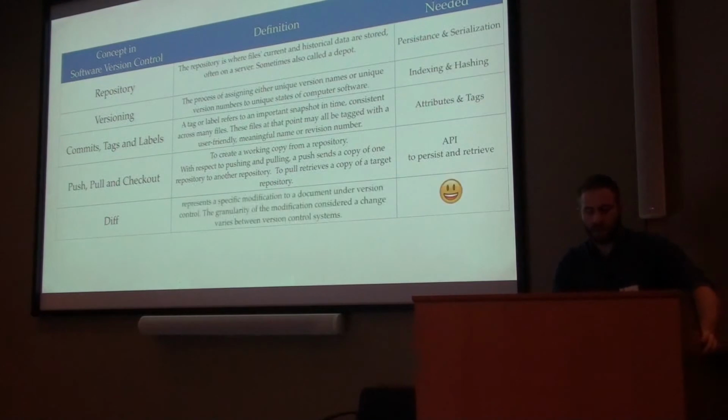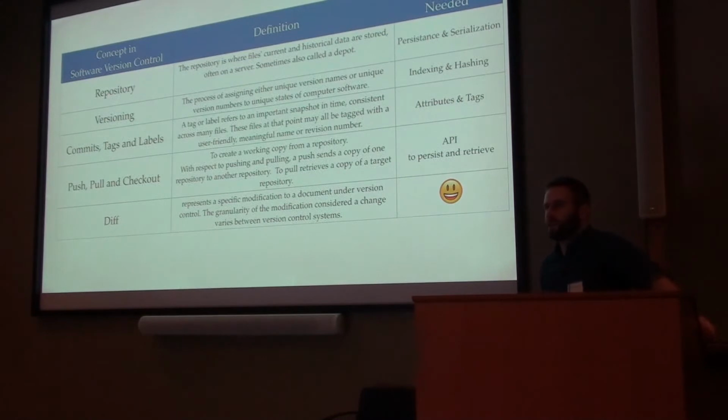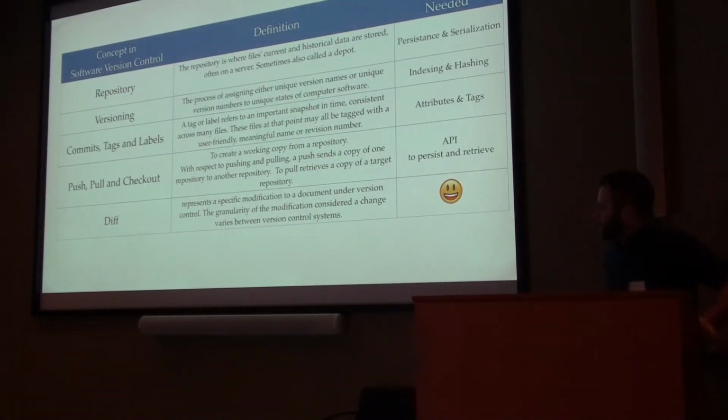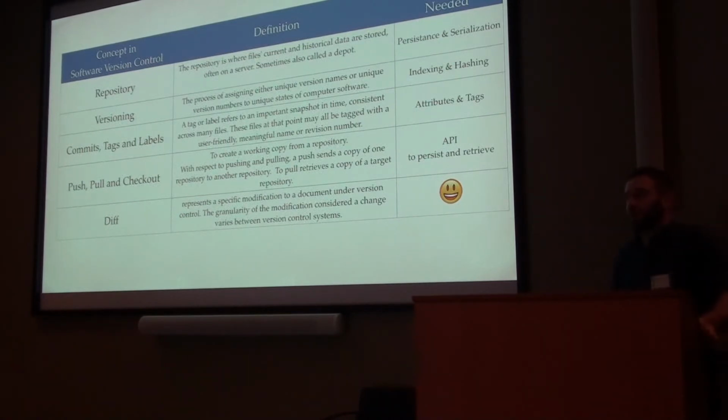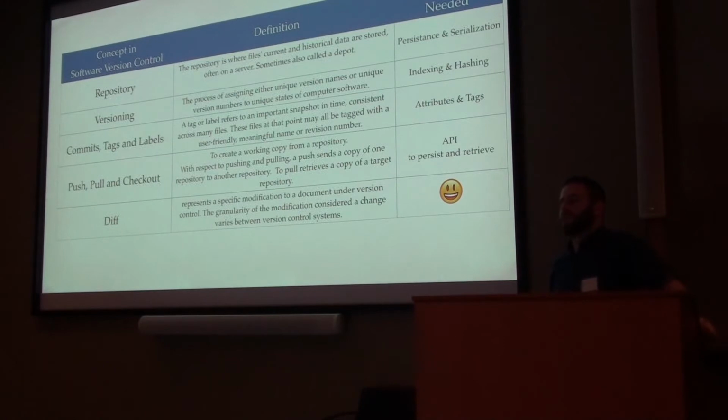And then finally, diff. If you think about diffing different code, you can see what lines are changed, what lines are added, what lines are removed, and it shows the specific modification to a document under version control. And I think when you think about it in the context of machine learning, the sky's the limit, because we're constantly comparing models, we're constantly comparing data sets. And so I think that's up to us how we want to actually go through with that as a community.